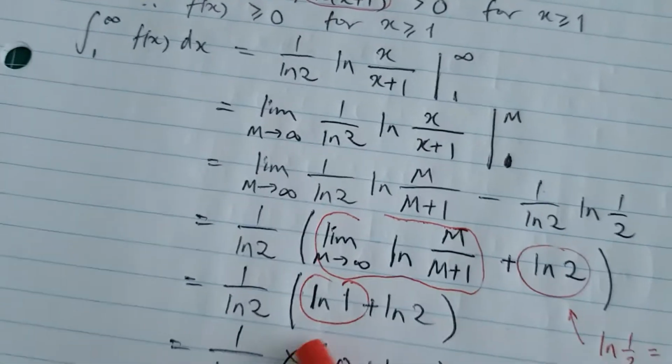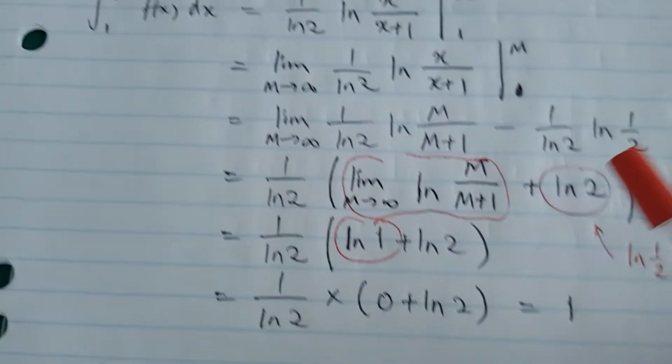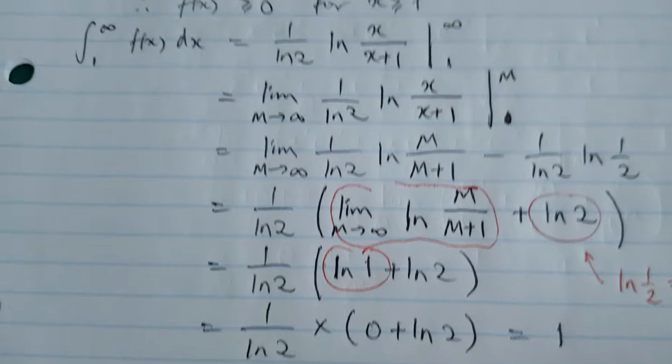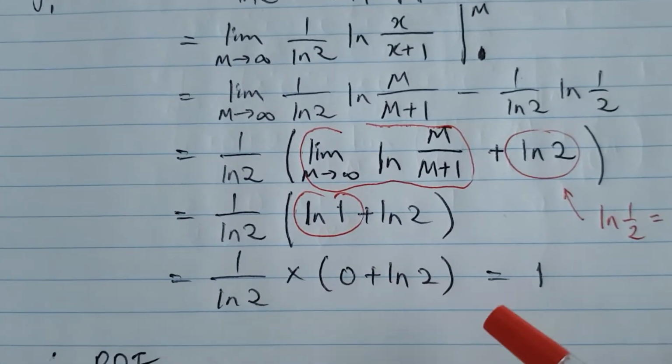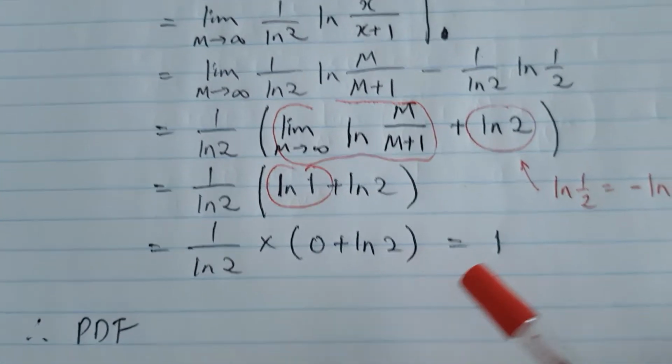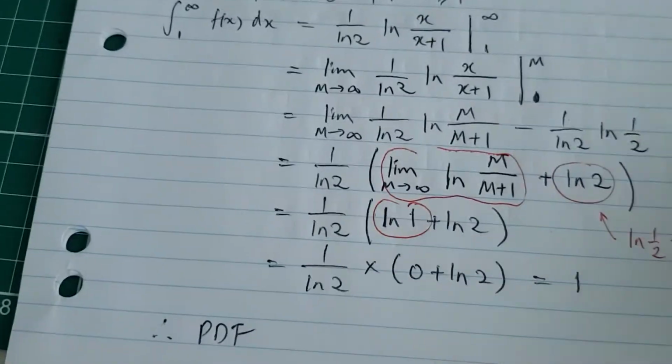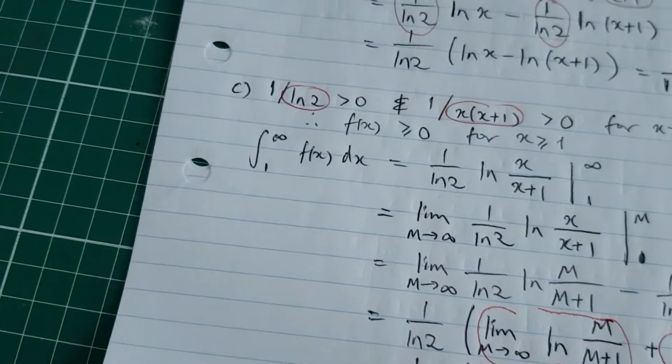And ln of 1, or log of any 1, is actually 0. So therefore it's just 1 on ln 2 times ln 2, which is 1. Hence it's a fair income PDF.